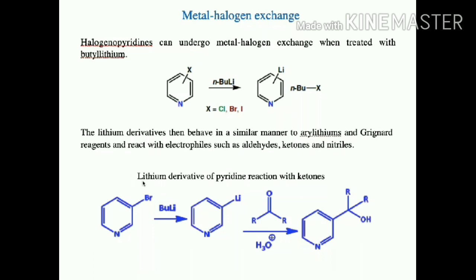So let us see the reaction of the lithium derivative of pyridine with a ketone. Whenever we take 3-bromo pyridine and react it with butyl lithium, it is going to form a lithium derivative. If this lithium derivative is reacted with a ketone, it is going to form the product, which is similar to a Grignard reaction or organolithium reaction. If we have taken a ketone, it is going to form a tertiary alcohol.